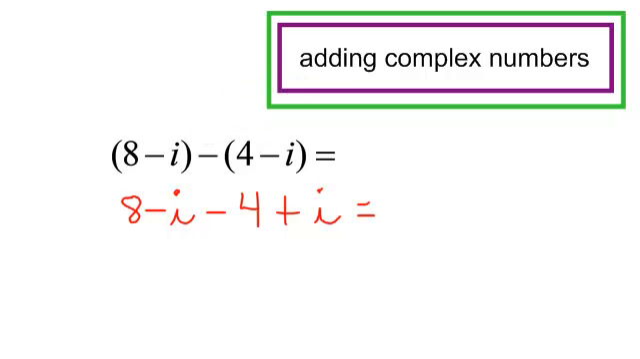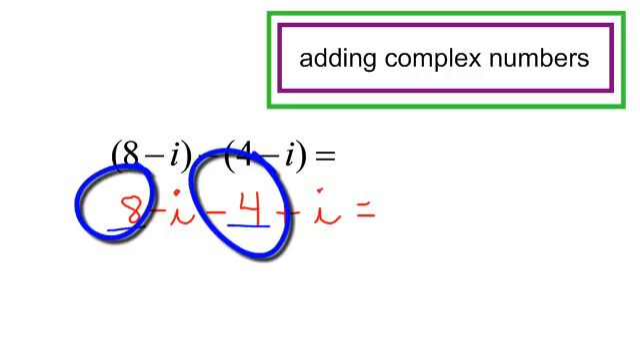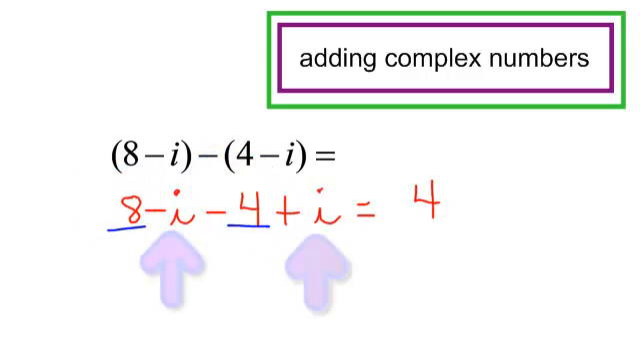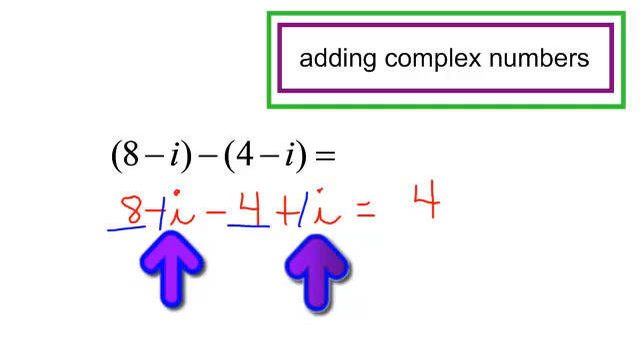Now let's add our like terms. I have a positive 8 and a negative 4. That will be a positive 4. And a negative i and a positive i, well, that's just 0i. They cancel each other out. It's as if I have a negative 1i and a positive 1i. That would be a 0i.